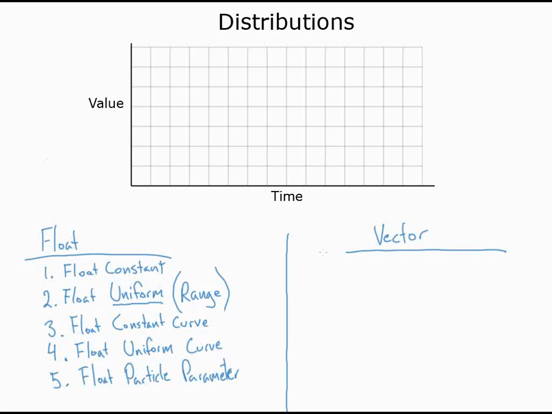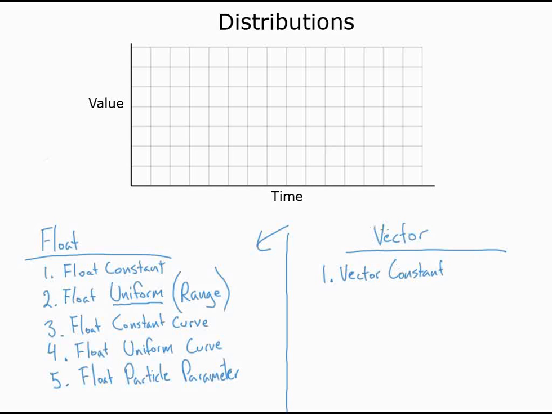Just like what we have for floats, we have the same types of distributions for vectors. The very first one we have access to is a vector constant. And it's very important to understand that in the distribution type, you're not going to see vector if vector is not something that would work on it.